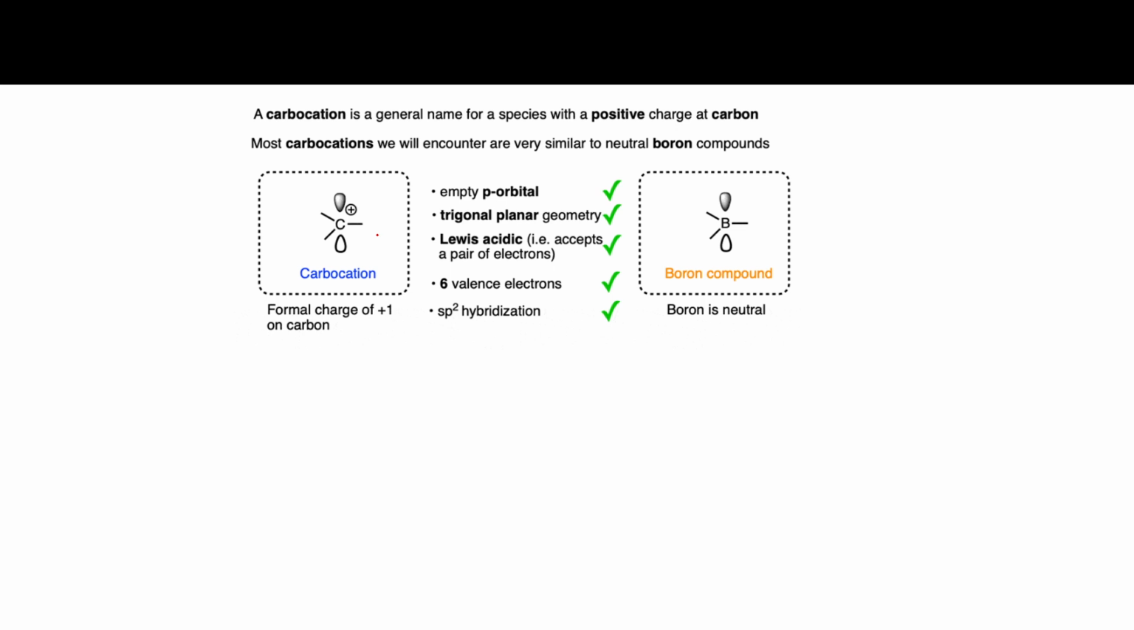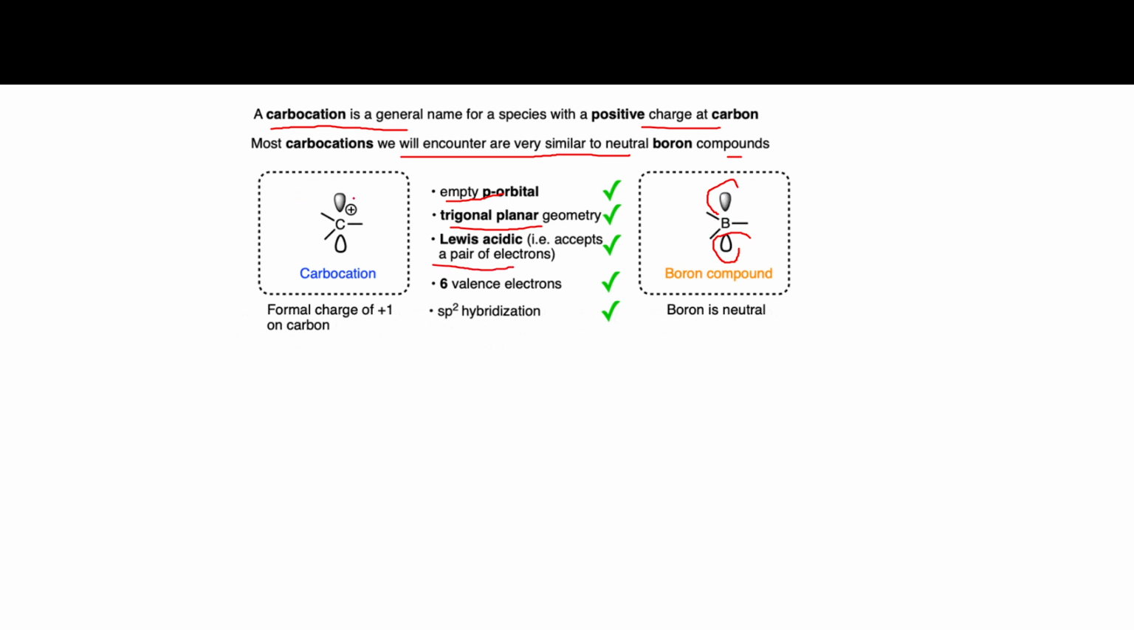Now, how is the carbocation stabilized? A carbocation is the general name for a species with a positive charge on a carbon atom. Most carbocations we will encounter are very similar to neutral boron compounds, which have an empty p orbital and follow trigonal geometry, and which act as Lewis acids. Why is it a Lewis acid?